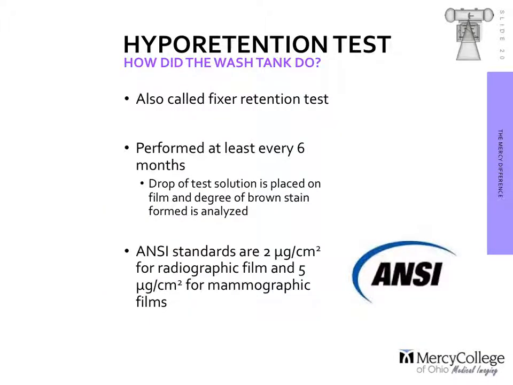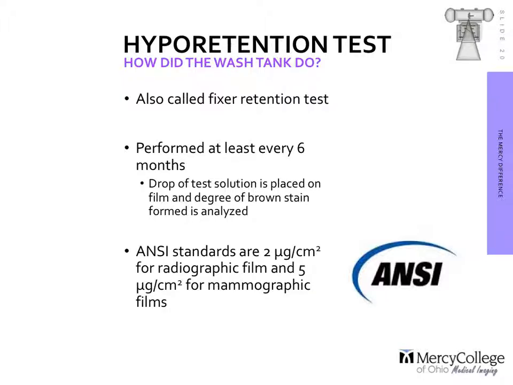In order to verify that the wash tank is functioning appropriately, a hypo retention test is going to need to be performed. These are going to be done at least every 6 months, and how it's done is you're going to drop some test solution onto the film, and you're going to see how much brown stain forms, and the brown stain would be indicative of hypo retention, or retained fixer still on that film.